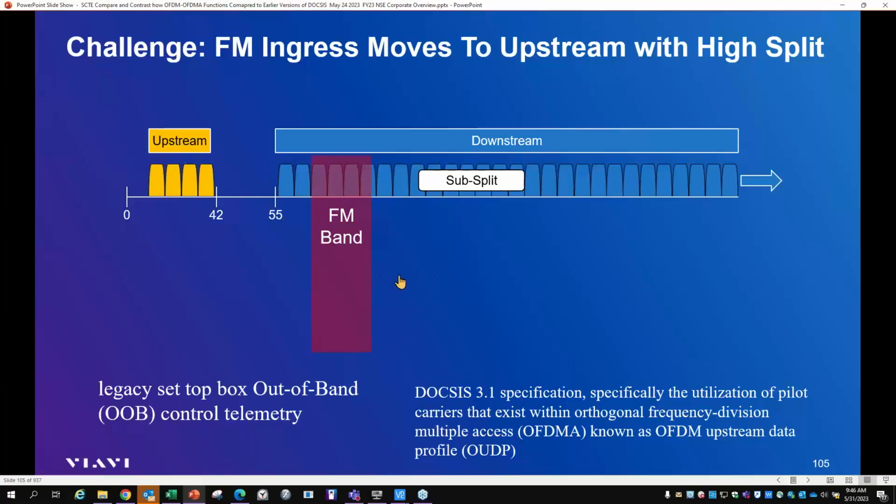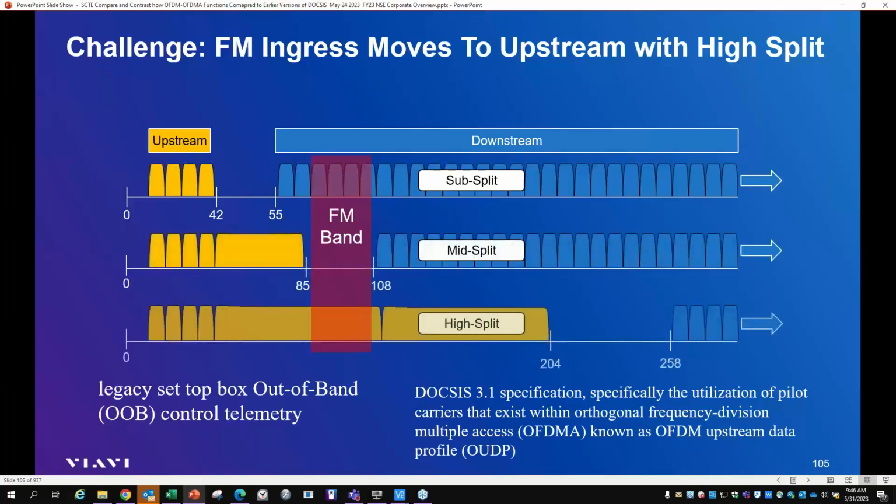So let's deal with the first example, which is the FM band. Depending on the bandwidth you're dealing with, as we continue to expand the upstream, FM ingress, what used to be a downstream issue for customers, a drop-related or network-related issue, for example. Now, all of a sudden, the systems are going to high split. FM is now a system-related issue, right? You may or may not be paying attention to this issue, but once you start to go to the high split, it affects all of them.